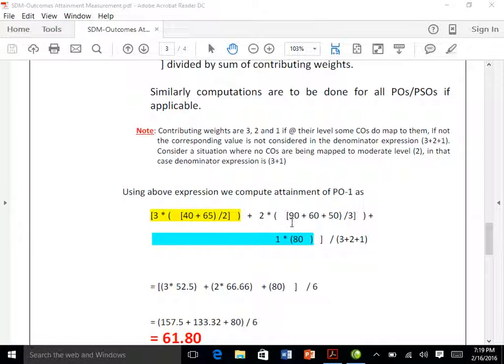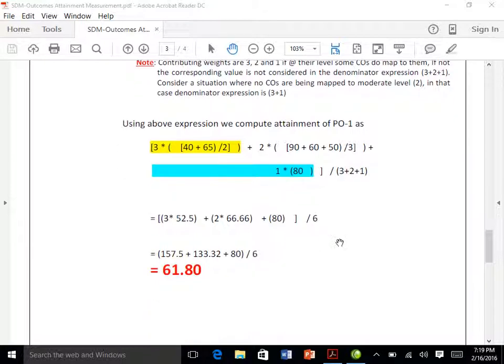Now here is the average of all the course outcome attainment at moderate level, that is, there are 3, so divide by 3, and here is a 1 divided by 3 plus 2 plus 1, because all levels are being considered in this case. This results in 61.80. That is, through whatever mapping we have, this particular course contributes to attainment of PO1 as 61.80%. It's all percentage.